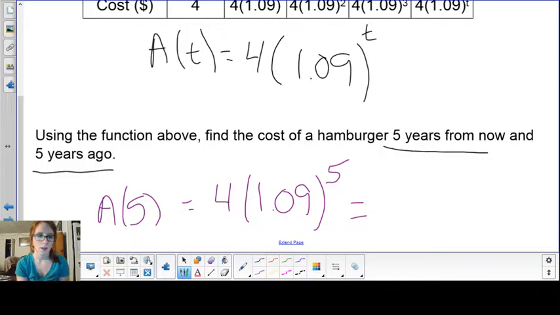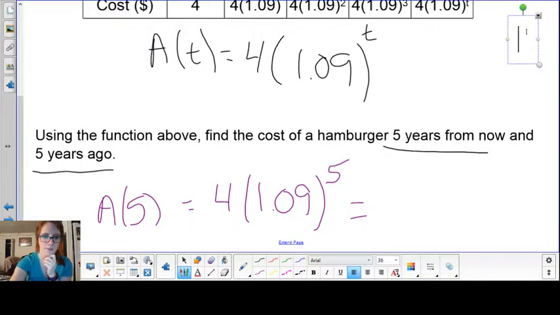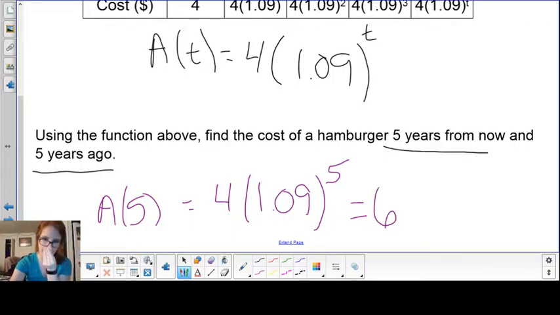Okay. I'm going to push 4, parentheses, 1.09, close parentheses, the caret key under the clear. That button. See how it goes up? Allows me to do the exponents of 5, and I'm going to hit enter. So in about 5 years, it's going to cost me $6 and about 15 cents. Because you've got the 4 after the 5, so it rounded down.